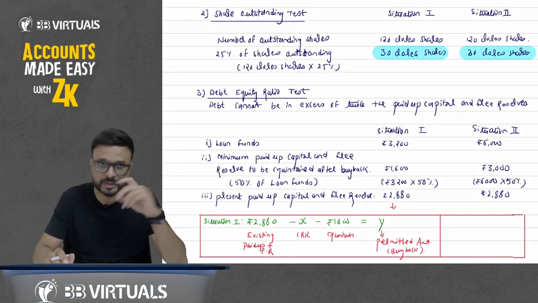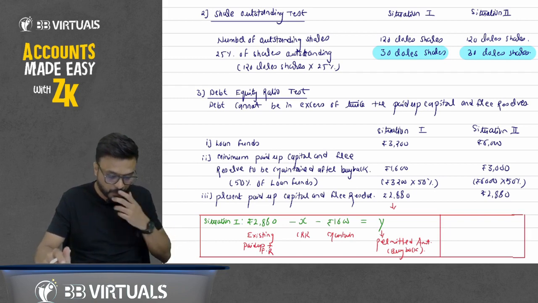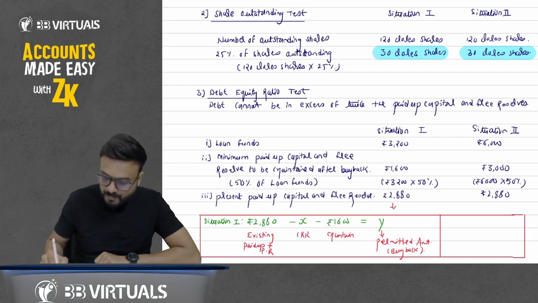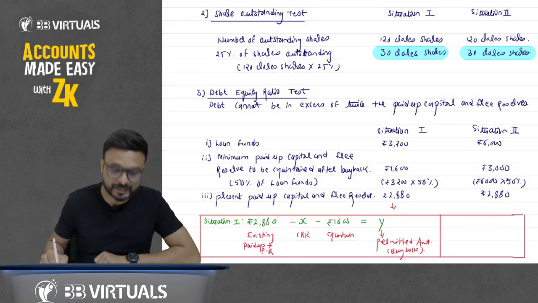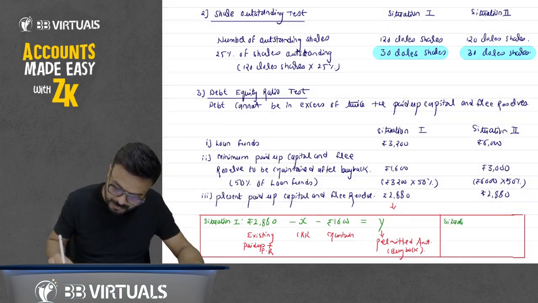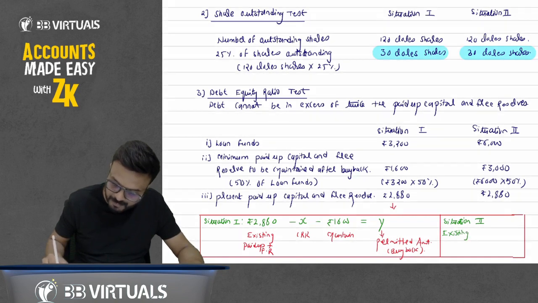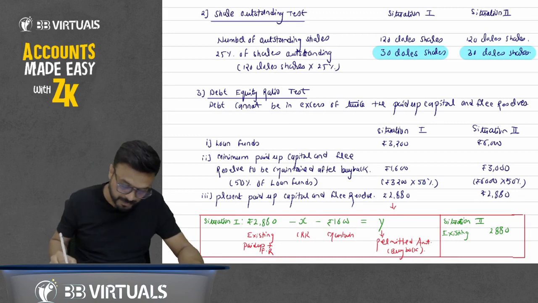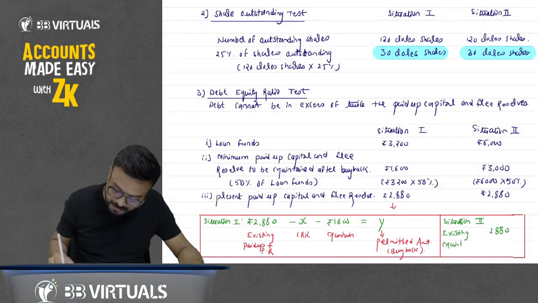We will do it for situation 1. But what about situation 2? Understand this point. If you see here, how much is the existing paid up capital and free reserve in situation 1, and existing paid up capital and free reserve in situation 2? Existing paid up capital and free reserve is 2880. And how much minimum should they maintain? 3000.